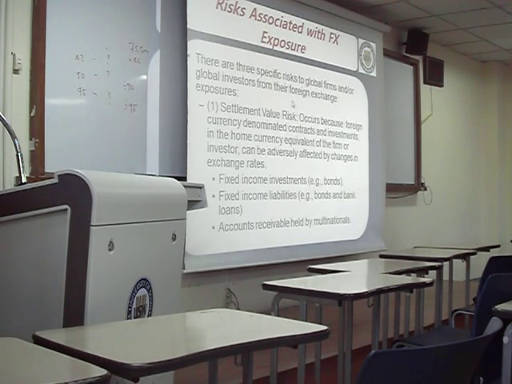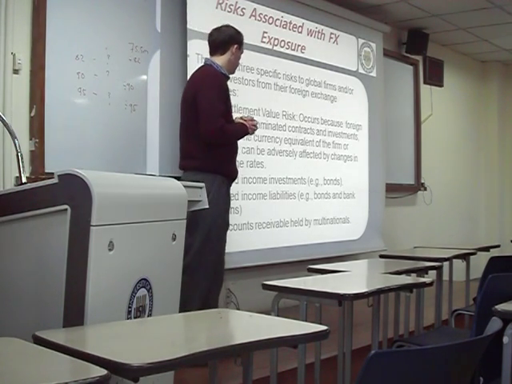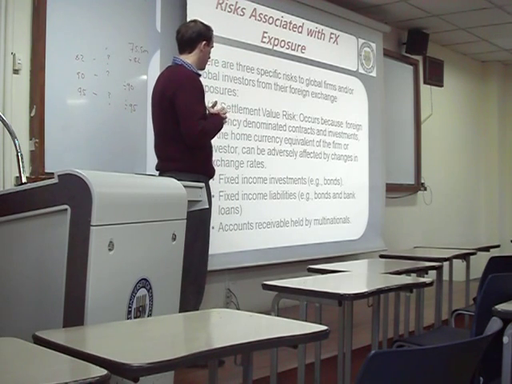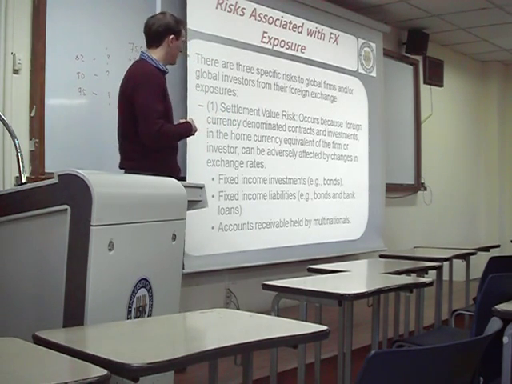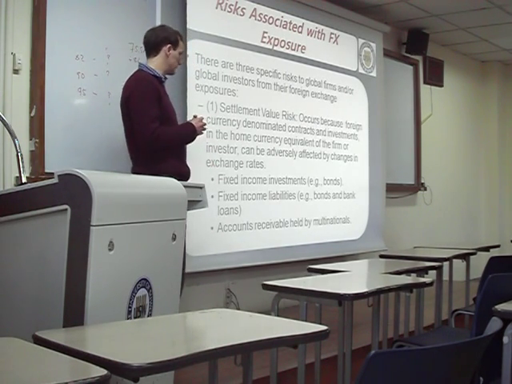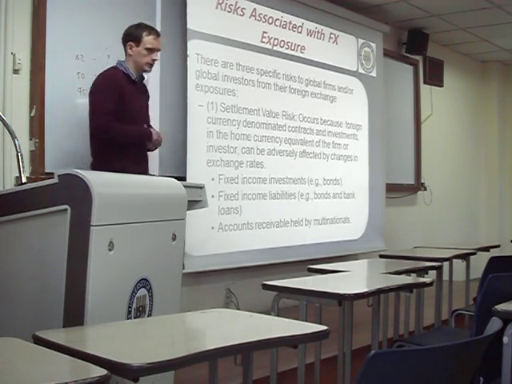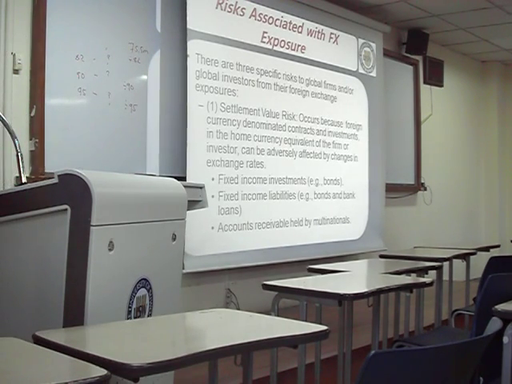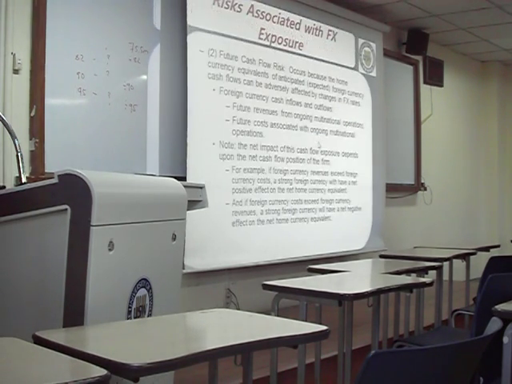So we can have different types of risk about the foreign exchange exposures. We have settlement value risk. The foreign currency denominated contracts and investments in the home currency equivalent can be adversely affected by changing exchange rates. So examples are bonds, a fixed income investment, bank loans, accounts receivable. This is one of the examples we just looked at here. We invested in bonds, we invested in, or we're getting paid by a foreign company, or we're paying a foreign company, and the exchange rate changes. Okay.